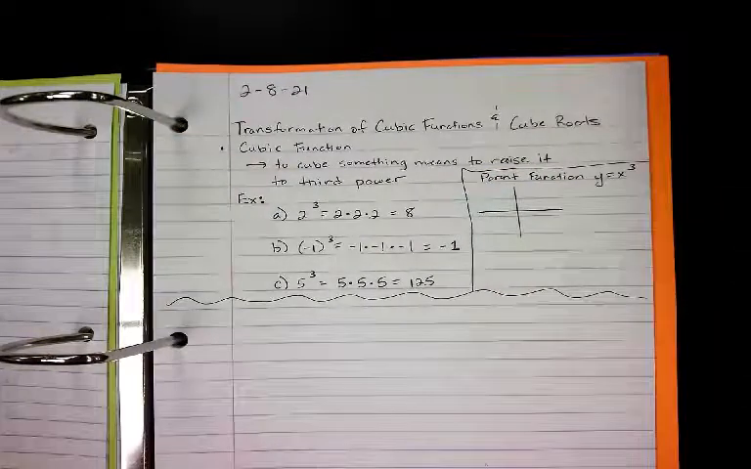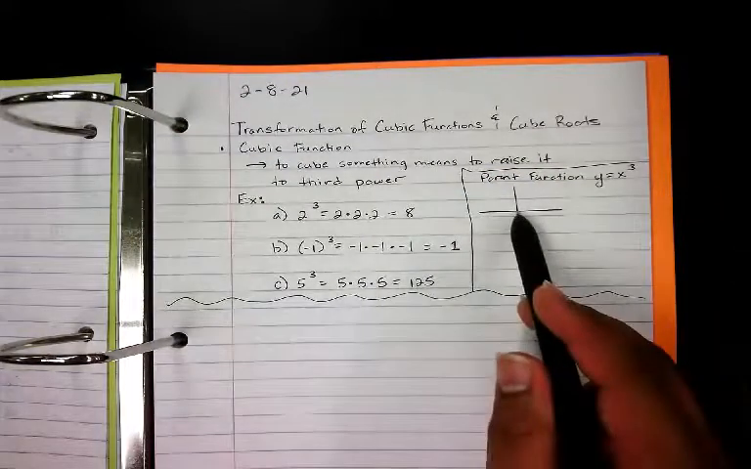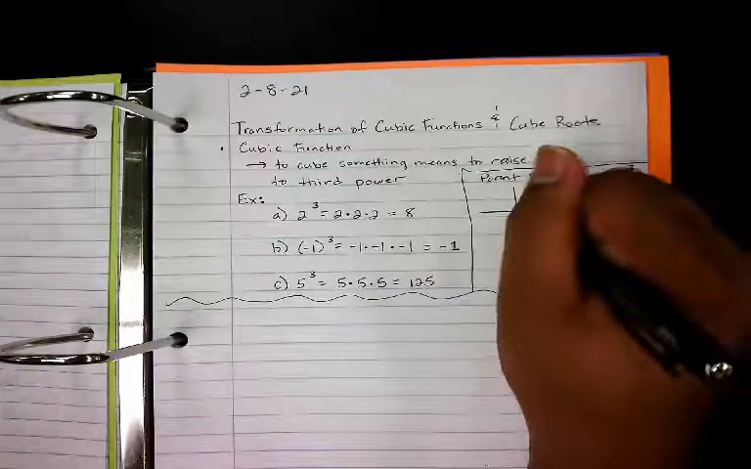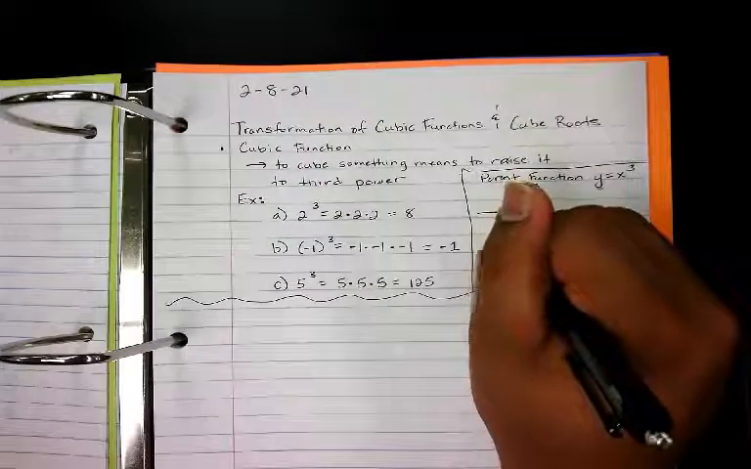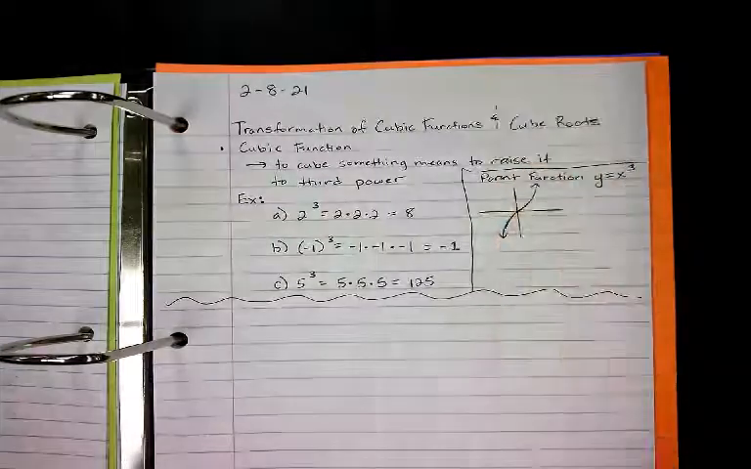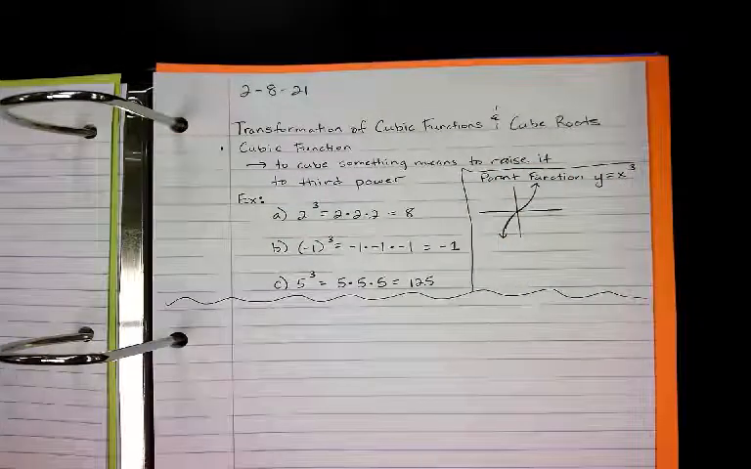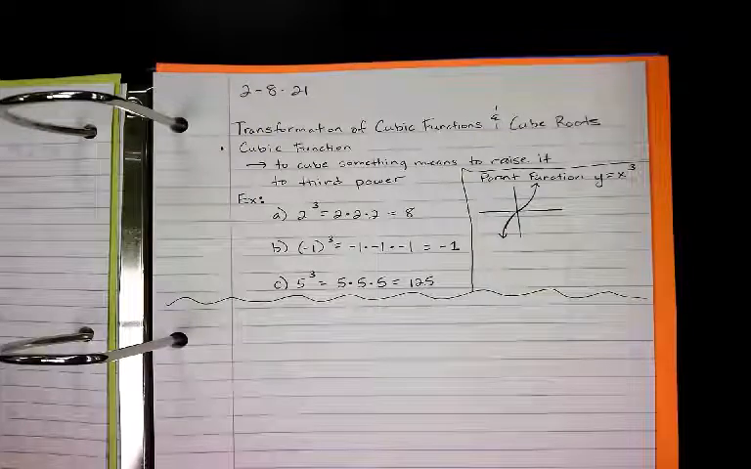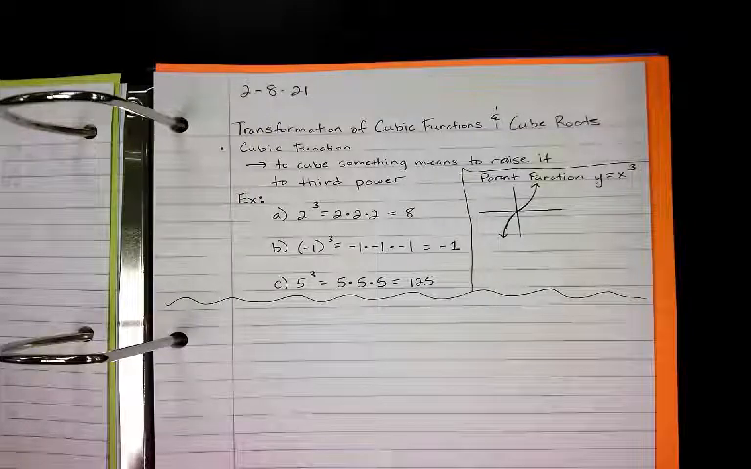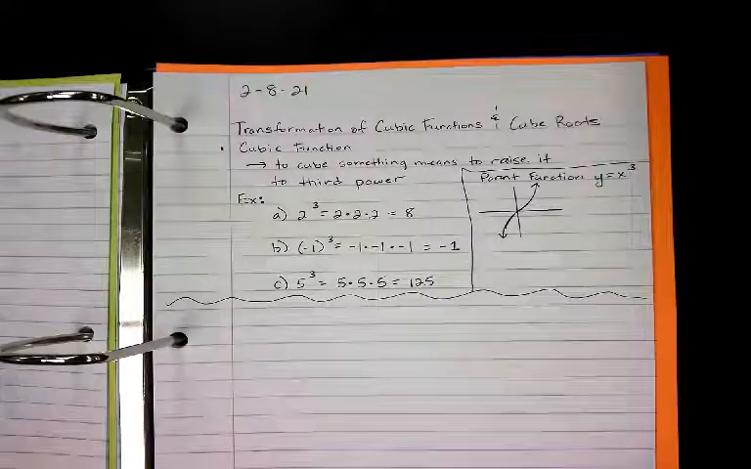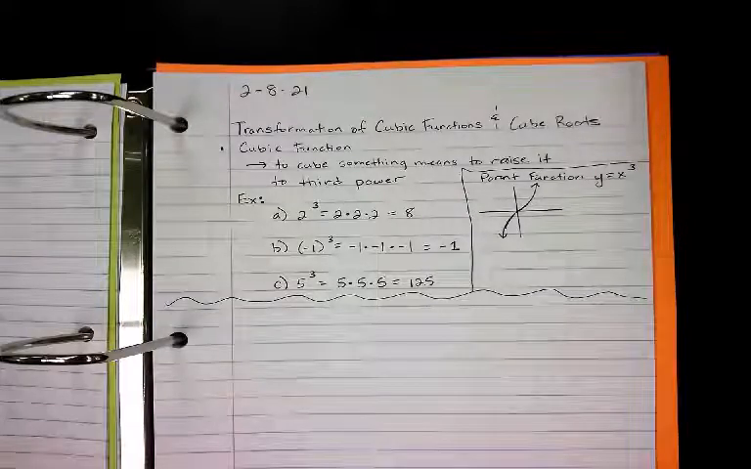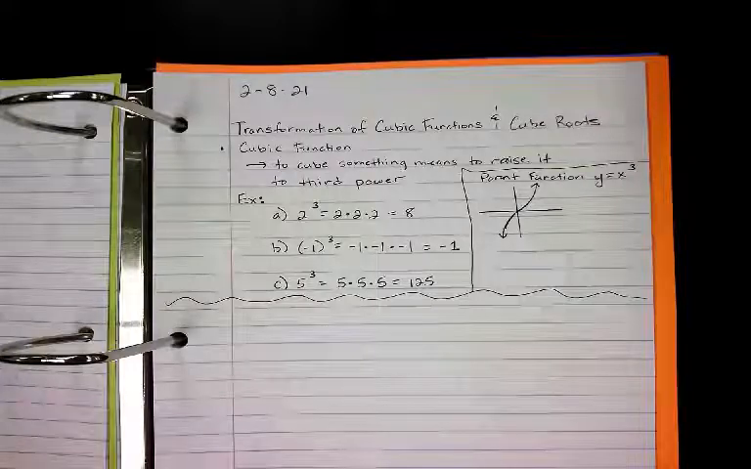Okay, the line goes through 0, 0. So at this point, that's where it goes through. It'll be just like this. So like that, and like this. So your parent function looks like that. That's probably not the best drawing, but that's what it looks like.